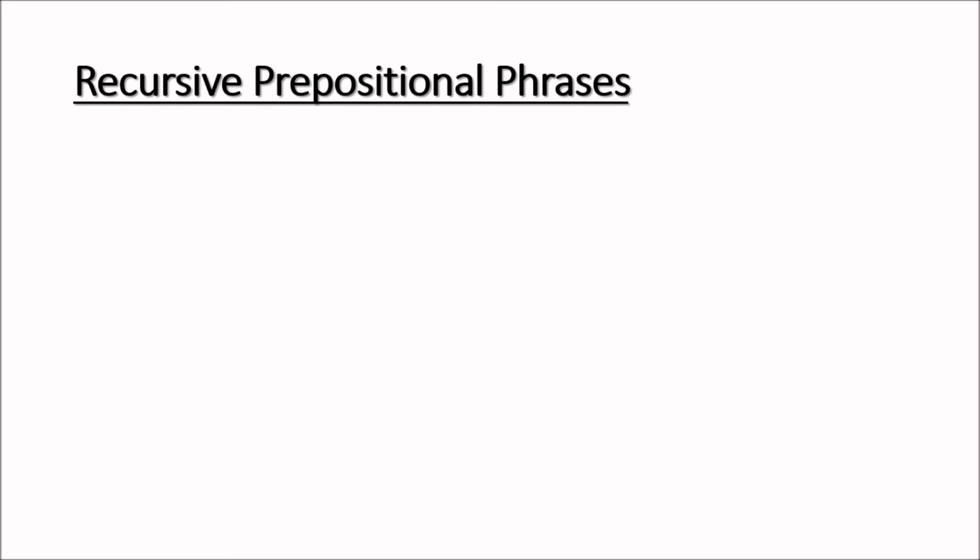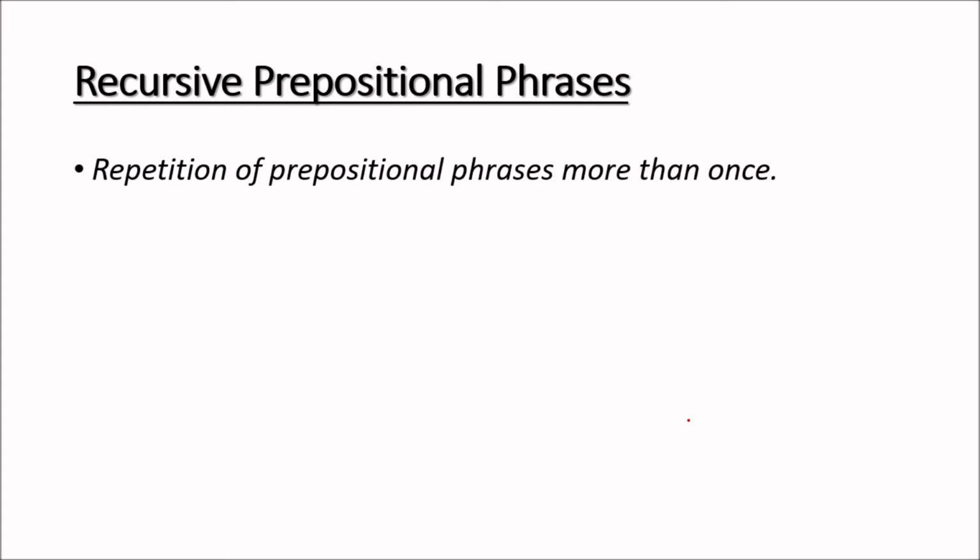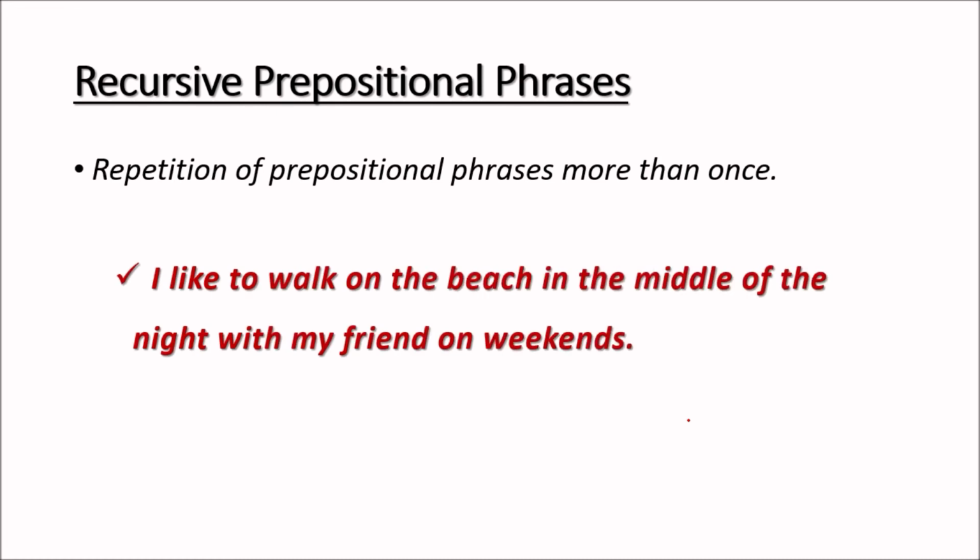Now, recursive prepositional phrases. Whenever you hear the term recursive, it's just including a structure inside another structure. That's pretty much what it means, right? In the case of prepositional phrases, it's a repetition of a prepositional phrase more than once, right? It's like inserting one after another one. Check these examples: I like to walk on the beach in the middle of the night with my friend on weekends. How many prepositional phrases do we have here?